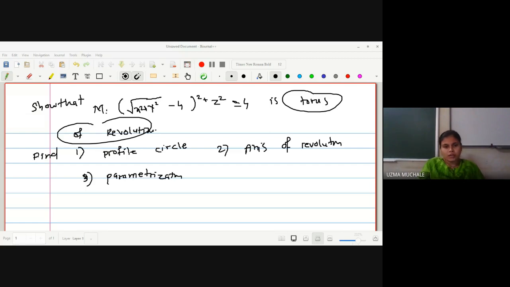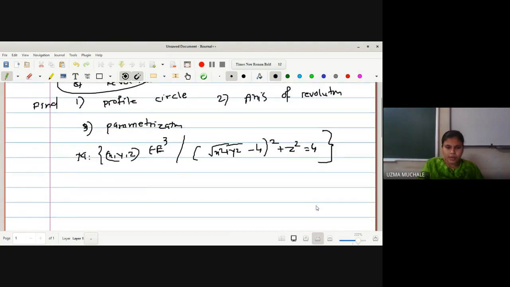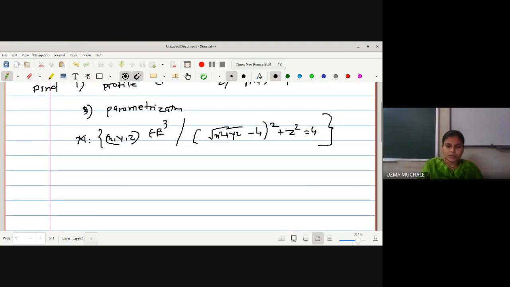Now, what is given to us? First, we write down what our surface M is. It is with x, y, z belonging to E3, because M is a subset of E3. So the given equation is under root of x square plus y square minus 4 whole square plus z square equal to 4. This is what we have been provided. Now we want to show that it is a torus of revolution, and find the profile curve, all this.